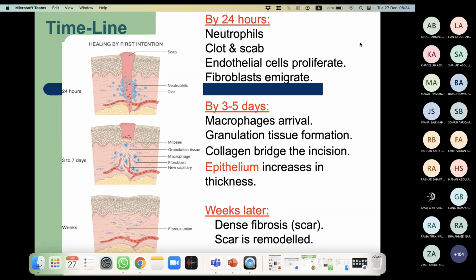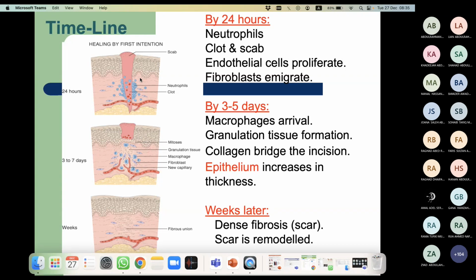Right. So within 24 hours, Dr. Ahmad was telling you about inflammation, acute inflammation. Whenever the surgeon gives a cut here, there'll be bleeding, a clot is formed, and when the clot gets dry, the dry clot is called scab. So the top will be the scab to prevent any bacteria from going in. So the neutrophils will come. You see the neutrophils have started coming in this area.